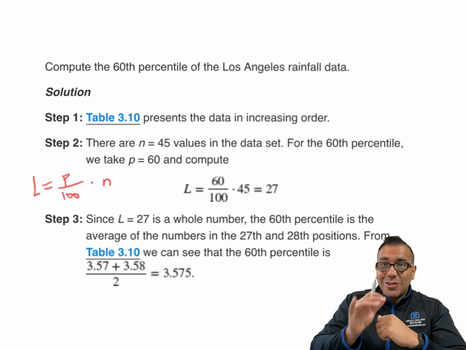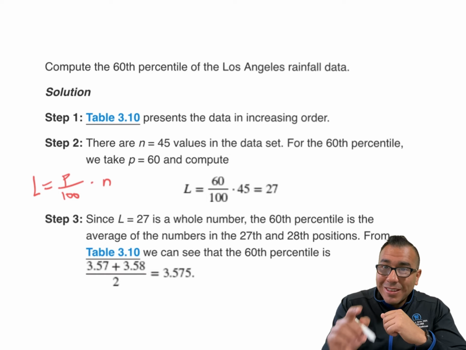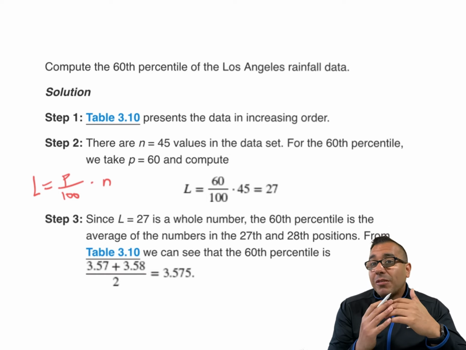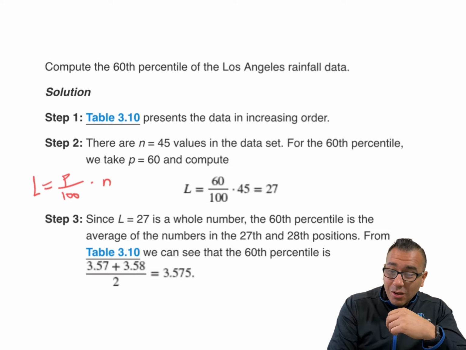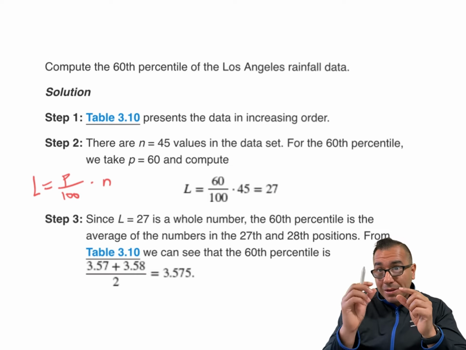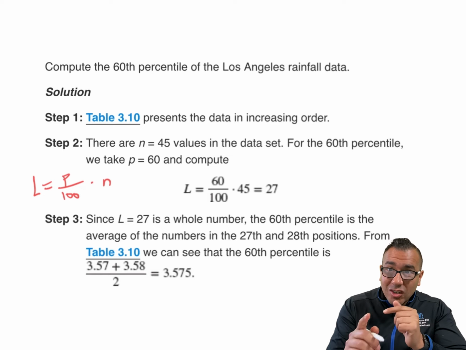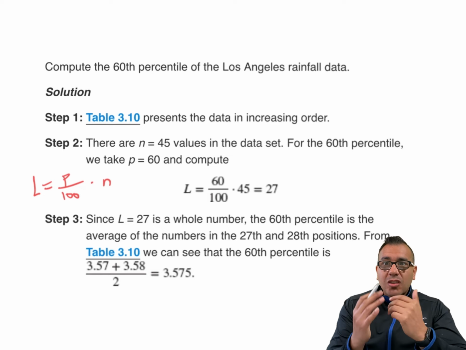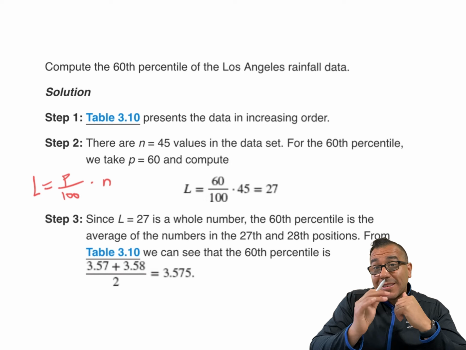So again, once you get your L value, that's not your answer. That's going to help you find the location. And when L is a whole number, make sure you take that location plus the next one and average those two. So what happens when it's not a whole number?